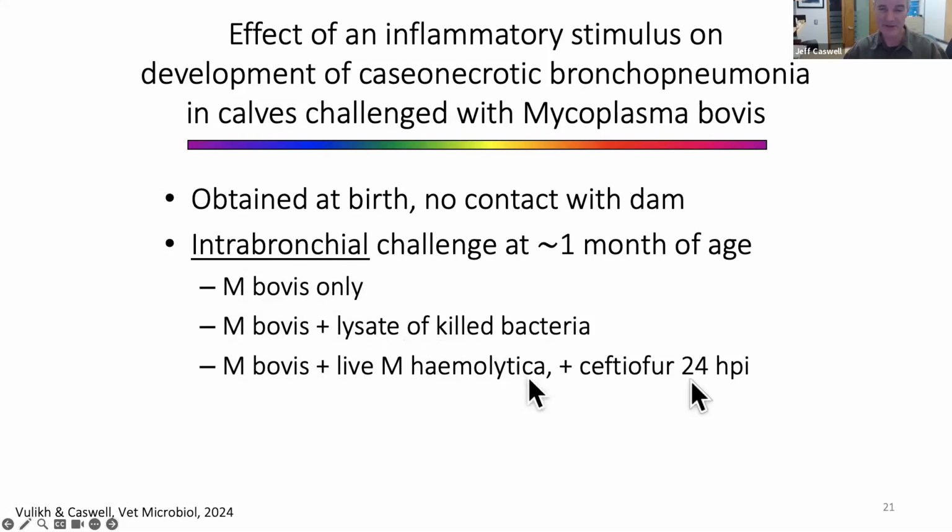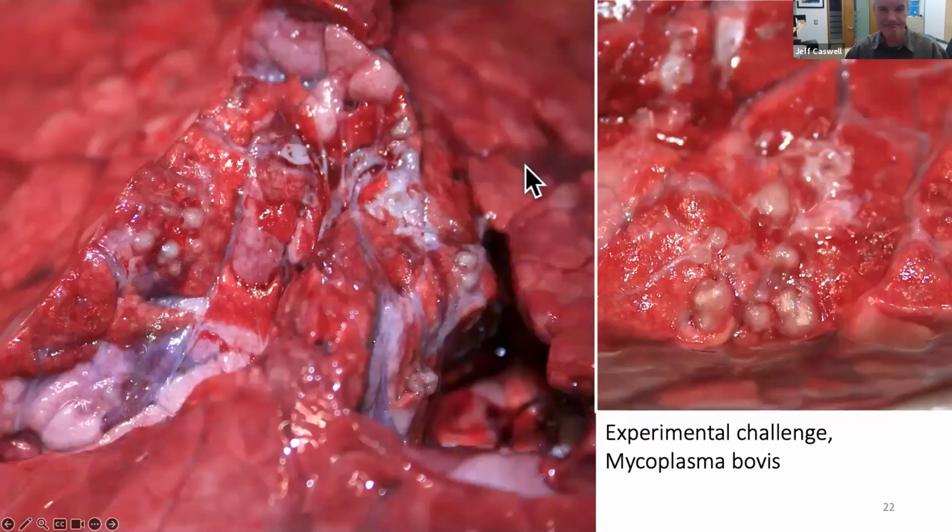But we treated these calves 24 hours later with an antibiotic that we know kills the Mannheimia hemolytica, kills the cause of shipping fever pneumonia, but does not affect the Mycoplasma bovis. So we wanted this transient Mannheimia infection to mimic the transient inflammation, or stimulate transient inflammation, that fits this hypothesis.